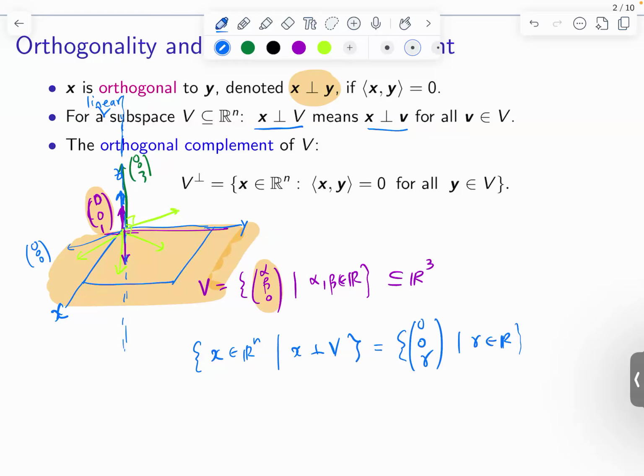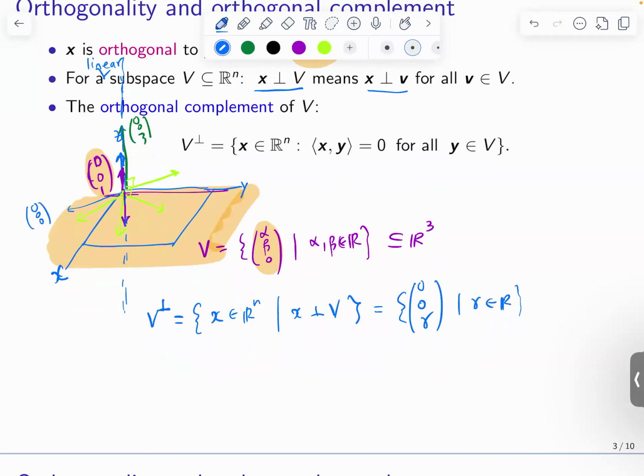And so all the vectors that are orthogonal to a subspace give me a different subspace, which we call the orthogonal complement, V perp. For every subspace, there exists a complementary subspace or orthogonal complement that gives me all the vectors that are orthogonal to V. And in this case, it would be the Z-axis. Okay.